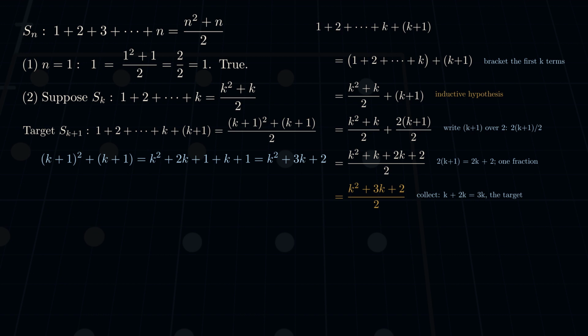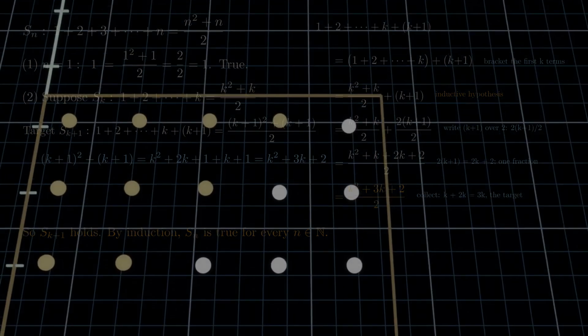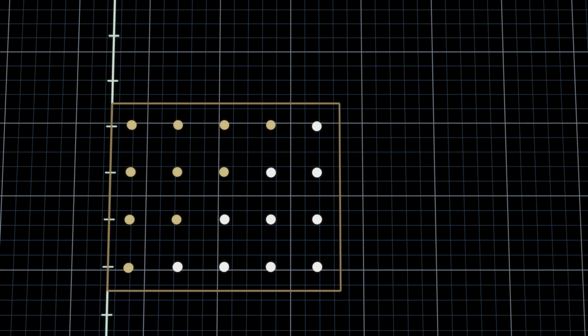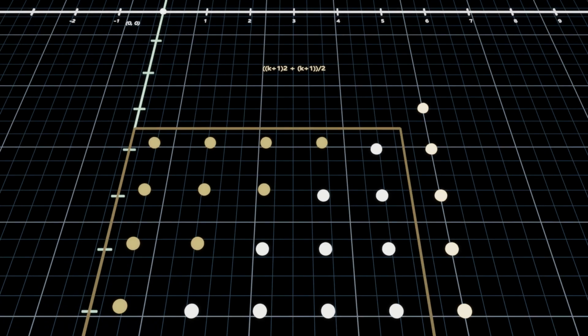So S(k+1) holds. By induction, S(n) is true for every natural number n. Identity 1 is proved. Look at the plane once more. The staircase of k columns holds (k squared plus k) over 2 dots. That is the hypothesis. Add one more column of k plus 1 dots, and the count is the formula for k plus 1. Same move as before. The previous case is hiding inside the current one, and you cash it in.